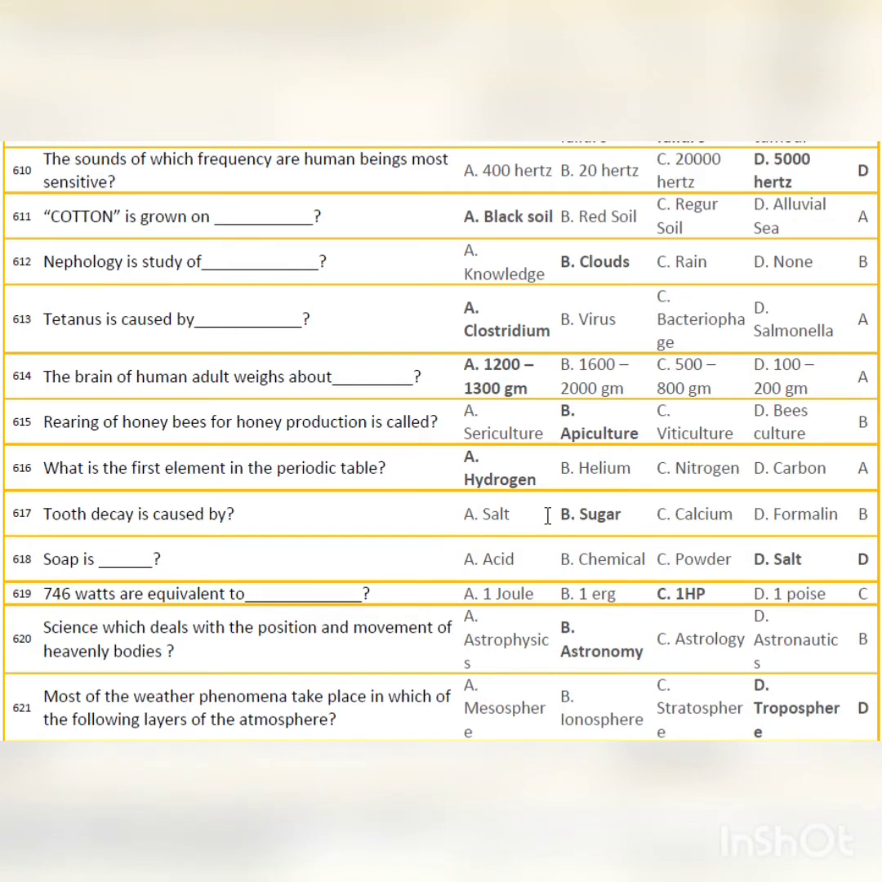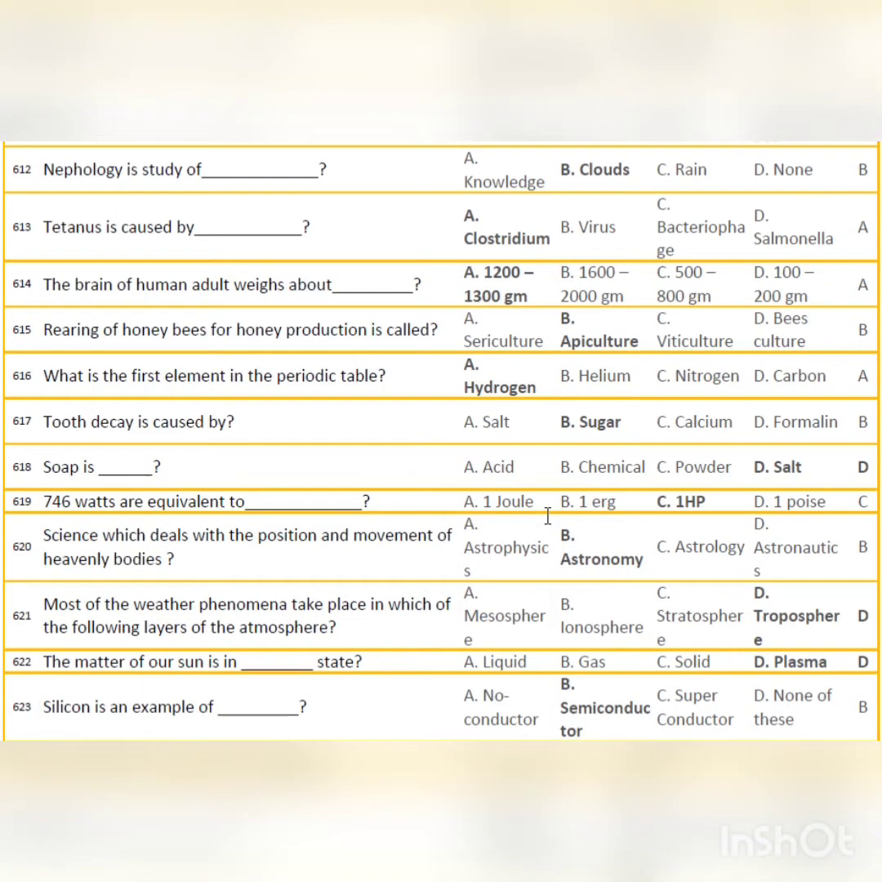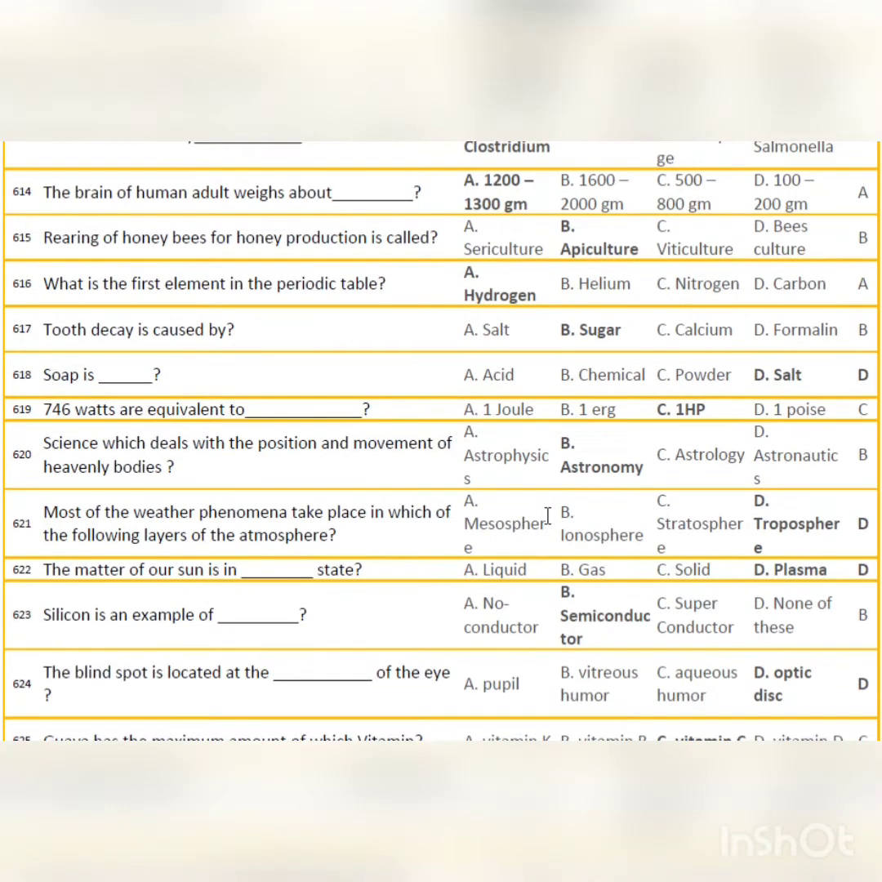A colloidal system in which a liquid is dispersed into a liquid is called A. precipitate, B. gel, C. emulsion, D. sol. Answer is C. Emulsion.